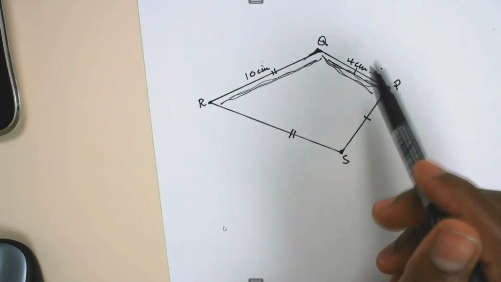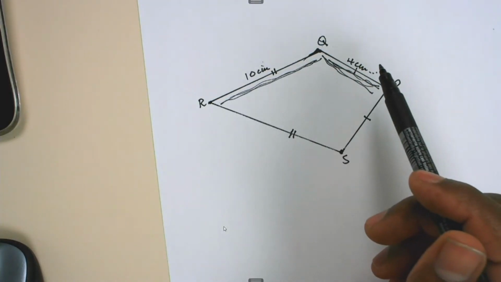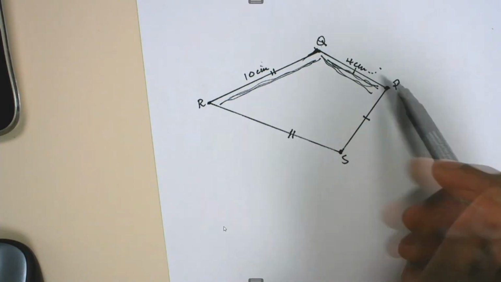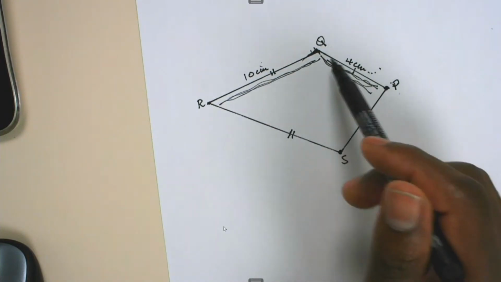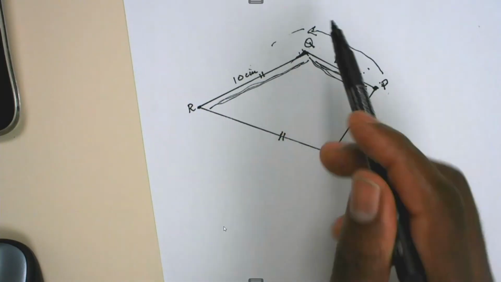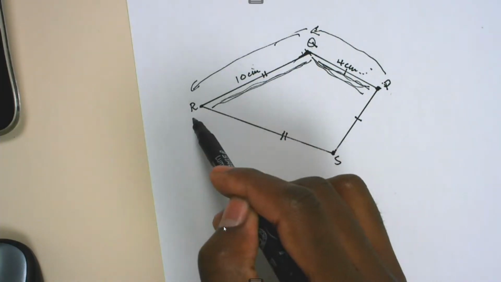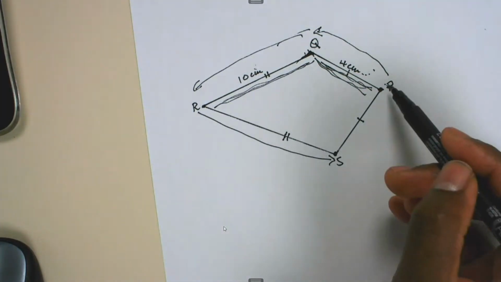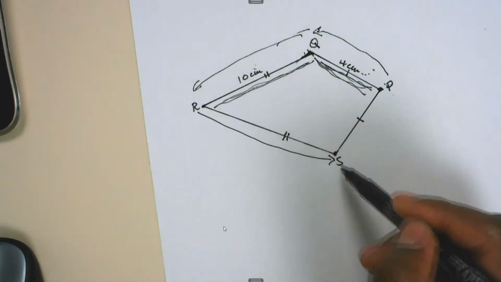And then afterwards, I check which side they said is 4 centimeters. They said PQ, so I put P and Q here. Then it will go in this direction: PQRS.